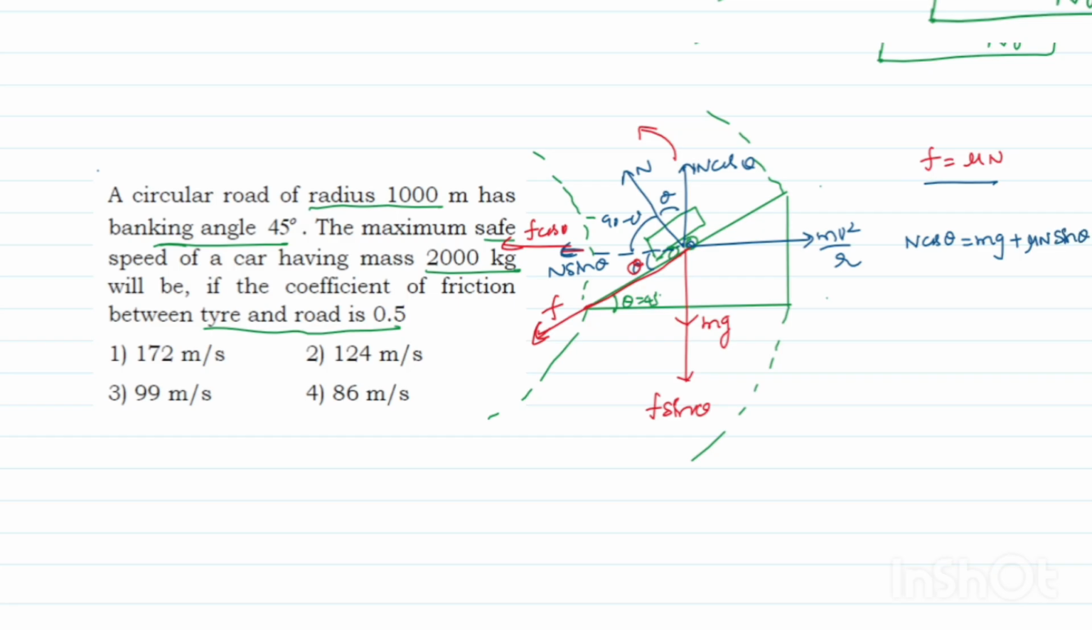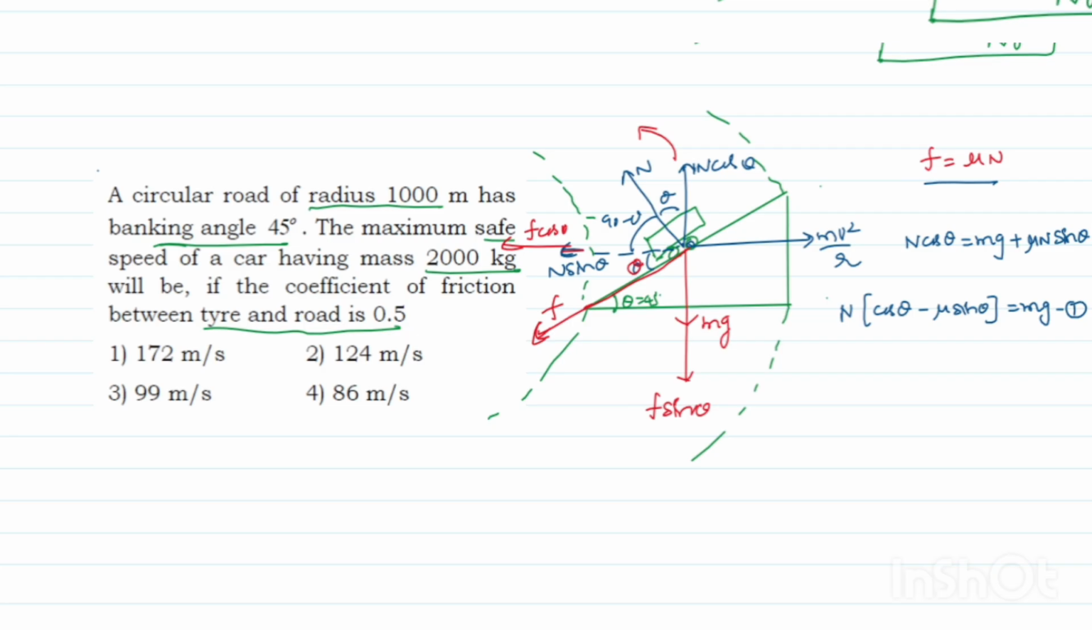This is the first equation. Taking N common, N into cos theta minus mu sin theta will be equal to mg. So let us take this as the first equation along the vertical. Now we can talk about the horizontal.